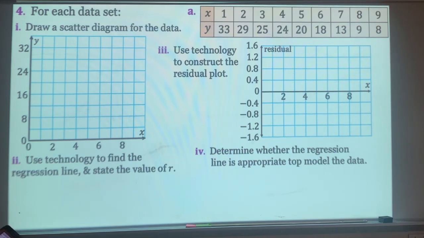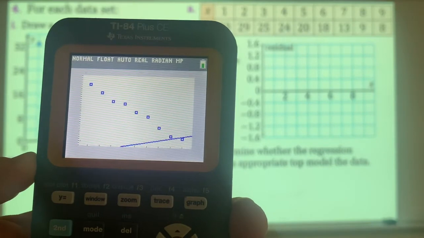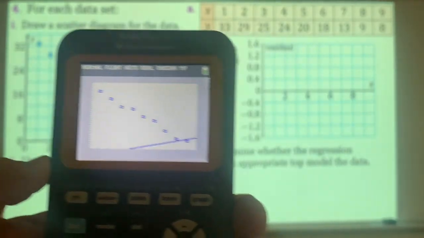So did you draw your scatter diagram? If you want to check your answer, you can go to stat plot. X list, Y list, pretty much the same. X list L1, Y list, I'm going to make L2, zoom 9. So I can actually put this on my calculator. Looks pretty much the same. Actually it is the same.